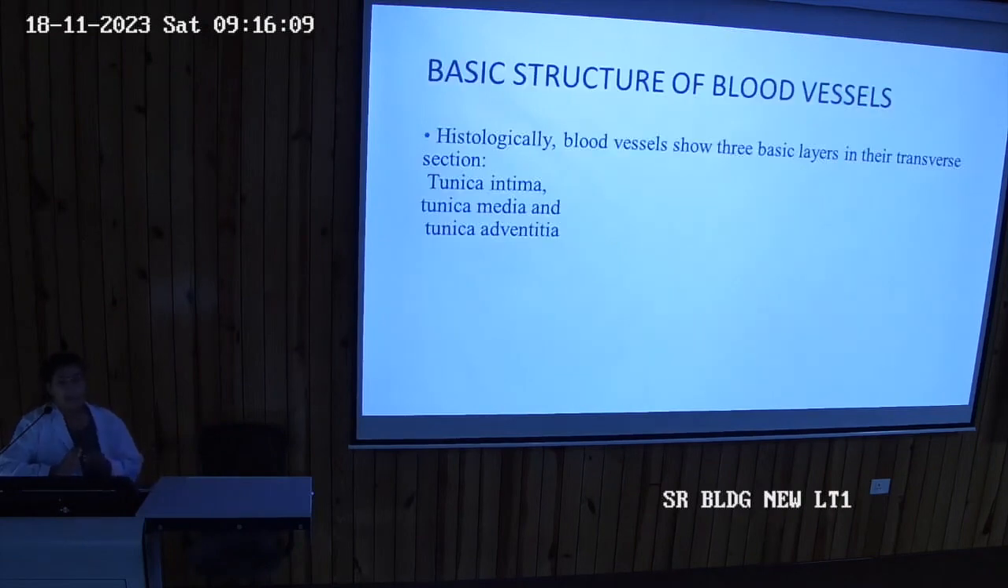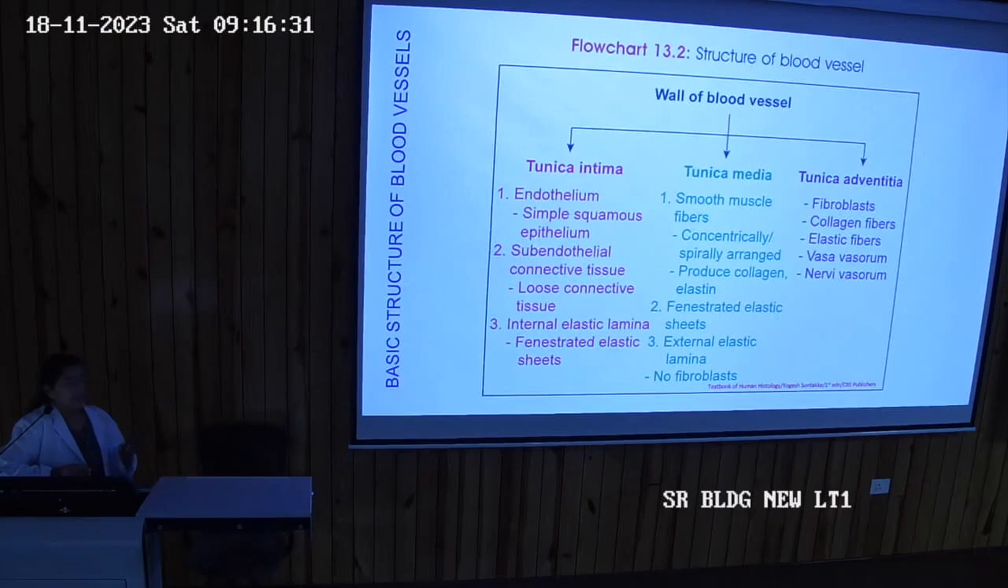Now, the basic structure of a blood vessel in histology, we will be reading in 3 layers: tunica intima, tunica media and tunica adventitia. What does the term tunica mean? Covering. So 3 coverings are there from inner to outer. Innermost is intima, then media and then adventitia. Then they have been further classified.